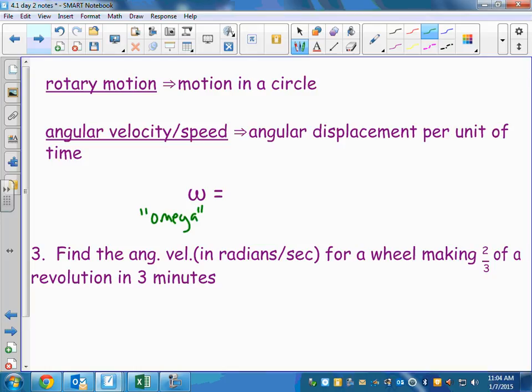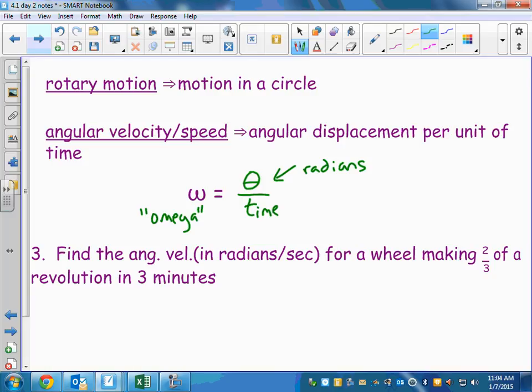Angular speed or angular velocity, I don't know why we use omega for it. Do you have to use omega? No, you can just say angular speed equals this. But angular speed is the angular displacement per unit of time in a circle. And it is just theta divided by time. I'll put t for time here. Your theta, again, has to be in radians, and your time needs to be in whatever unit they ask you to give it in. And so when you read the question, they will tell you what to give the unit of time in.